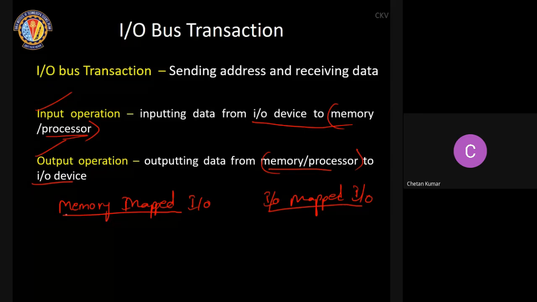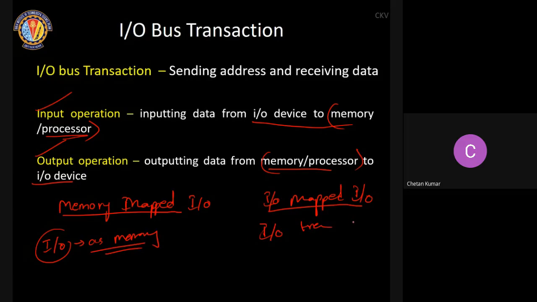Okay, so in memory mapped IO, the IO devices are treated as memory. In IO mapped IO, IO are treated as separate entities. So in memory mapped IO, the IO devices will be mapped to some memory locations. Here it will not be that. It will be a separate entity altogether.